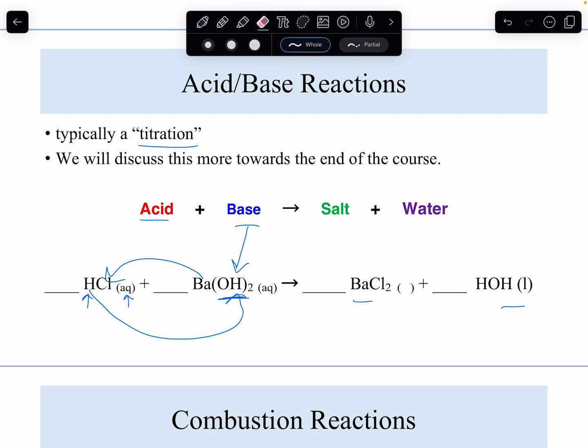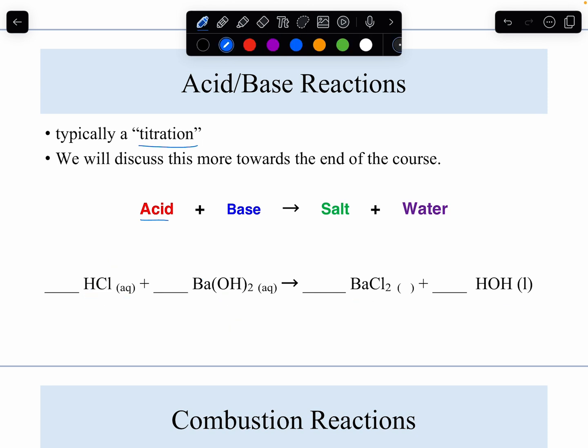Okay. You can go ahead and balance these like normal. Really, nothing is different with this. So I have one H, I have one H, I have one Cl, two Cls. I have two sets of OHs, one Ba, one Ba. Okay?